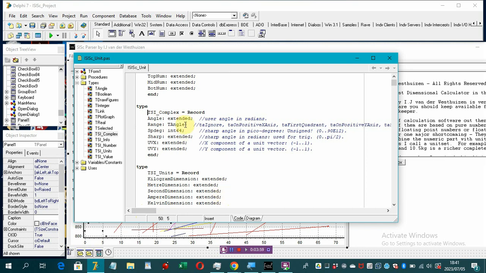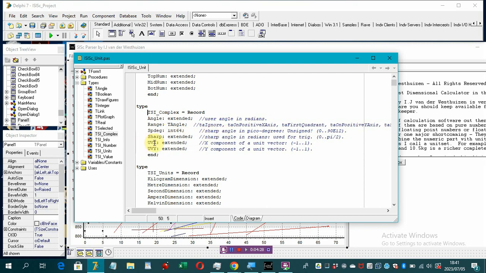So that is the angle type, and there's a T ignore also, so don't worry what that means. T on positive, T first quadrant, T on positive y-axis, and so on. Then you've got an SP-deg of type integer 64. That's a long integer, a very long integer. Then you've got the sharp angle. That is an angle smaller than 90 degrees, or 0 to 90 degrees. That is of type extended.